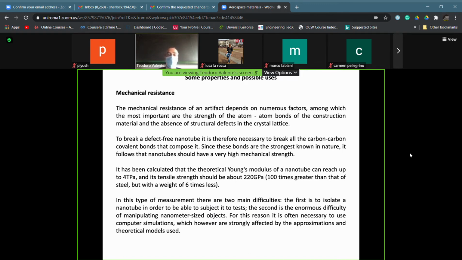Why are they very interesting for us? Because we remember that when we talk about the mechanical resistance of a piece of material, of a component, of an artifact, this mechanical resistance depends on numerous factors, among which very important is the bonding strength, that is the strength of the atom-to-atom bond, which is the basis for the material's construction, together with, remember on the macroscopic approach, the fracture mechanics, and the presence or absence of structural defects in the crystal lattice. These are very important aspects which affect the mechanical resistance of a material and thus of a component.